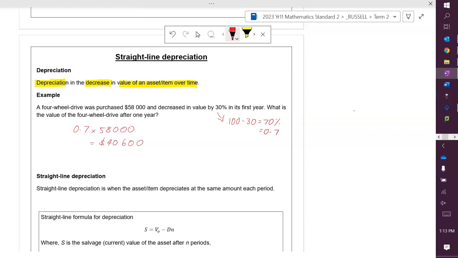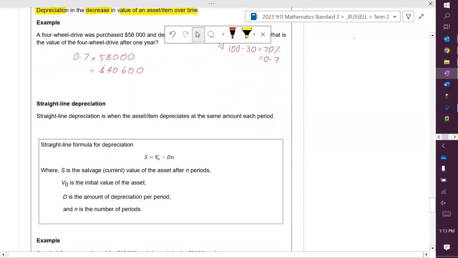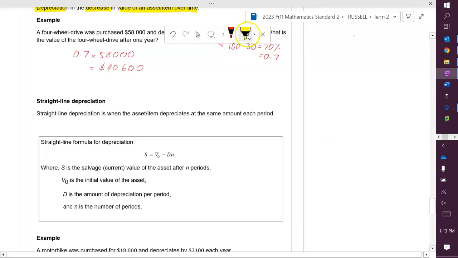That tells me that the price of that car after a year is $40,600. So it's lost a significant amount of money just after a year, and this is real life. This is what does happen. Then we look at our straight line depreciation. Straight line depreciation is when the asset depreciates at the same amount for each period.